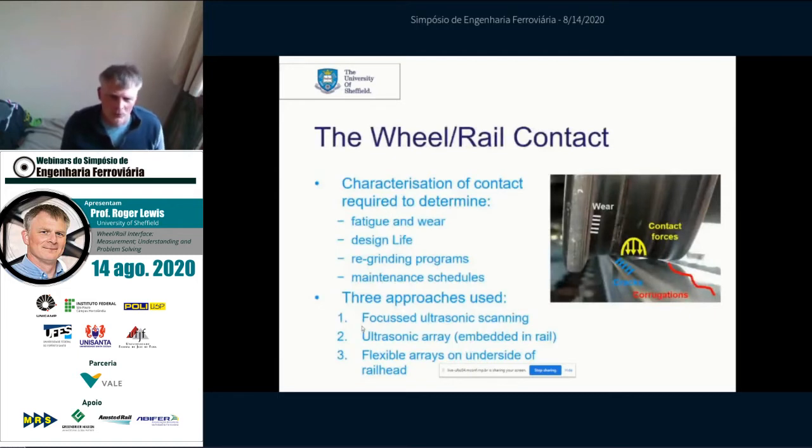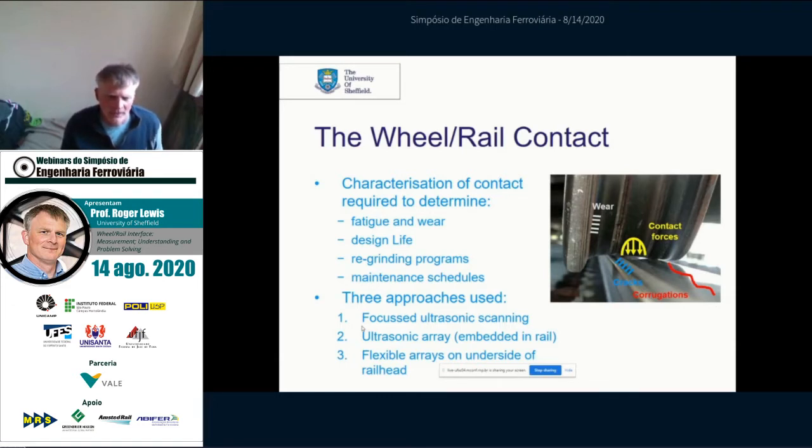It's very important, as most of you will know, to understand the conditions within the wheel rail interface. There's a contact stress that largely leads to the fatigue and wear mechanisms that occur within wheels and rails. So having a better understanding of the contact conditions can help us control those processes, hopefully reduce them, but also feed into better planning of maintenance schedules, so wheel turning or rail grinding.